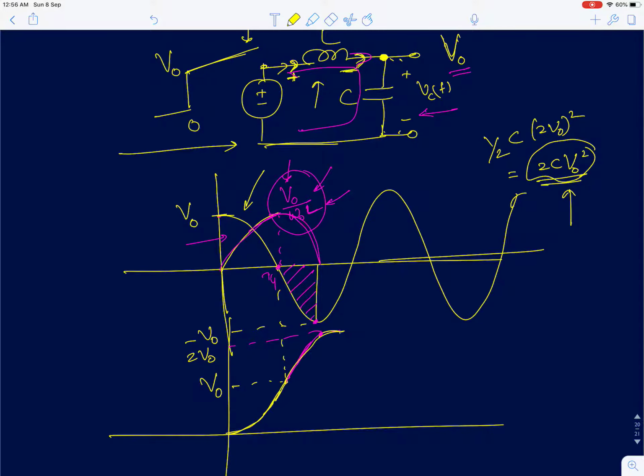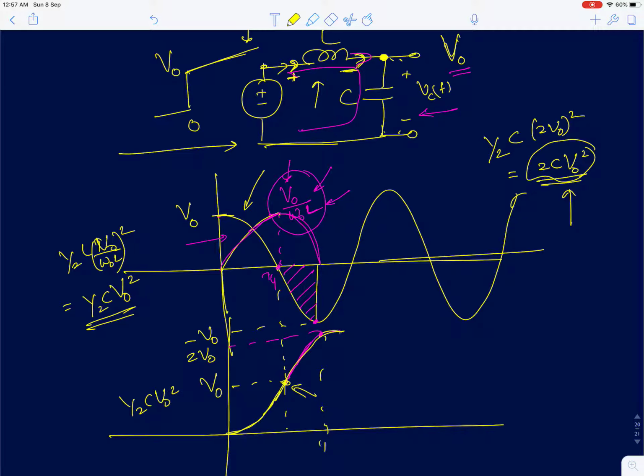Okay, the peak energy stored at t equal to T by 4 is half C V0 square across the capacitor, and similarly for the inductor current, half L i square, where i is V0 by omega naught L, the whole square, can also be shown to be equal to half C V0 square. So both of them have energy stored in them.